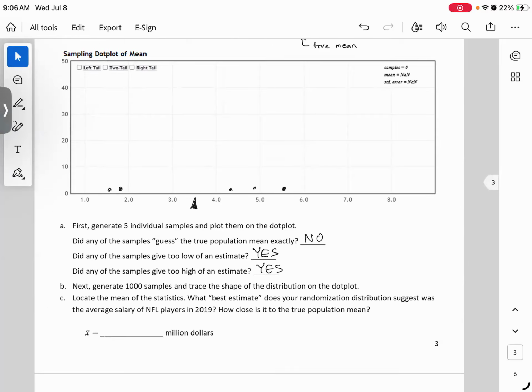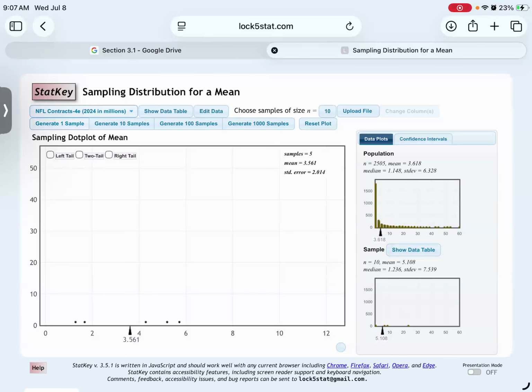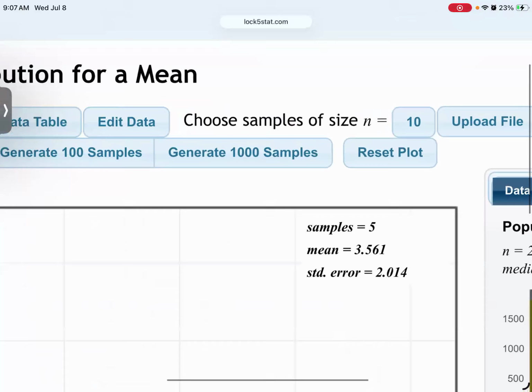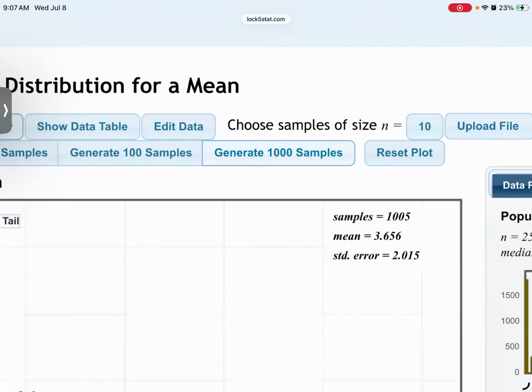But the big moral of the story is go ahead and do more than one sample. Do two, do three, do four, do five. And because StatKey has the ability to work really, really fast, let's just go ahead and have it do 1,000 of these. Right there where it says generate 1,000, go ahead and click that. Boop. So now we've got 1,005 of them.